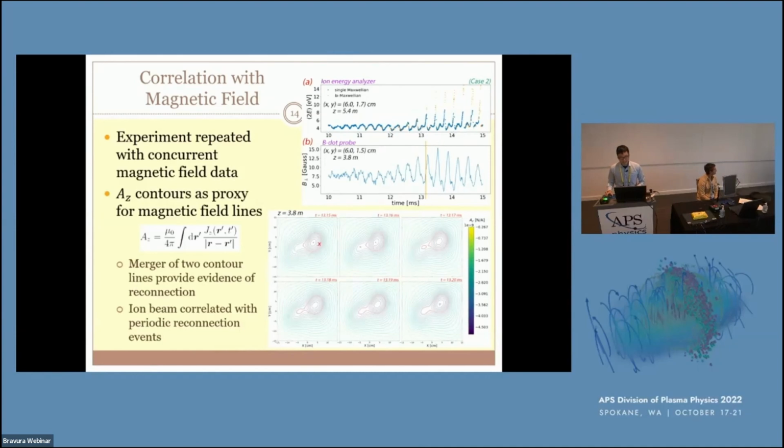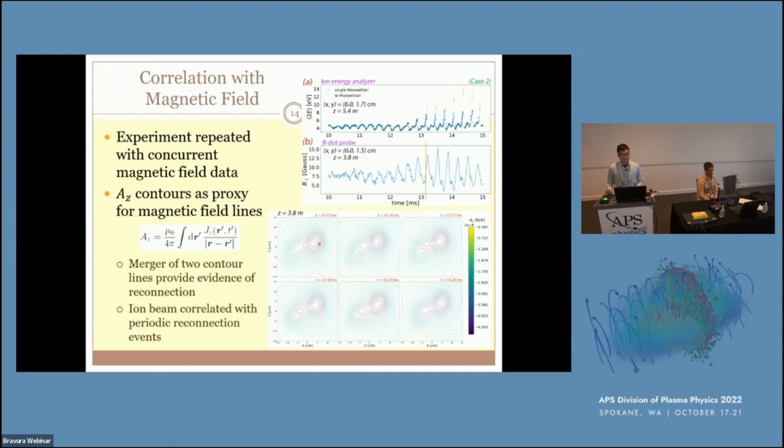And then this is the B dot probe that was placed at the same point, along the same axis. As you can see, the B dot magnetic field signal is highly correlated with the average energy of the signal. So it is very highly correlated with the magnetic field.